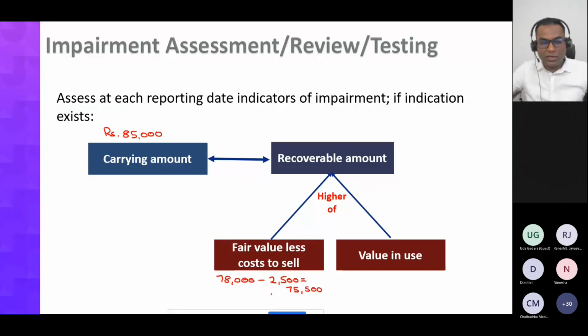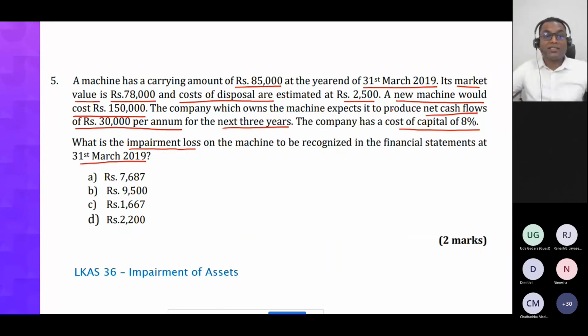75,500 rupees, right? Okay. Then you have been given unnecessary information to put you in trouble. What is that? A new machine would cost 150,000. That's irrelevant here, not required here, right? Replacement cost, current cost is not required in the impairment assessment. What we need is the value in use.